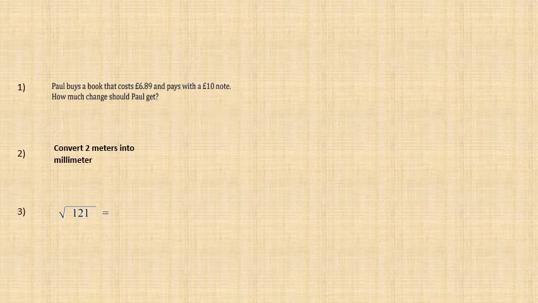Here are the first three questions. Paul buys a book that costs 6.89 pounds and pays with a $10 note. How much change should Paul get? So here it's very obvious that I will just make a subtraction, 10 minus 6.89. So when you're just doing it, it's going to be 3.11 pounds.